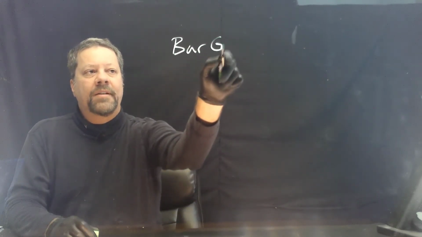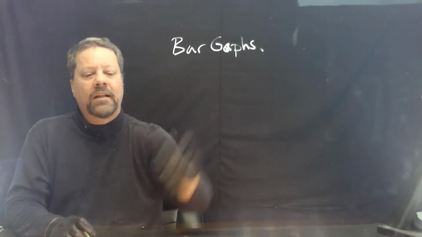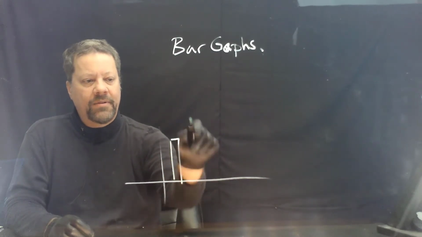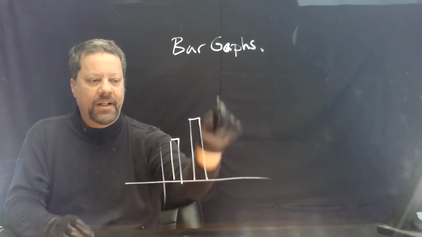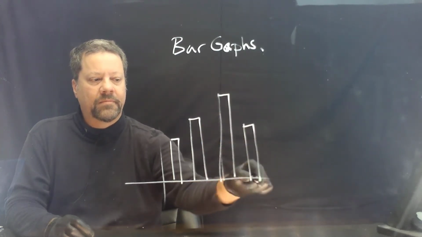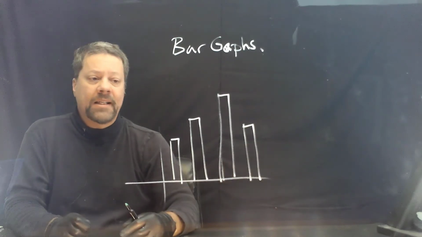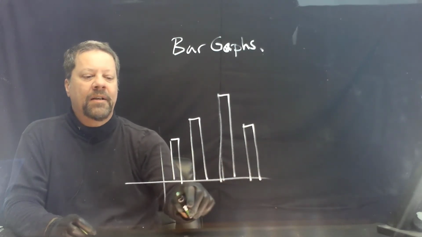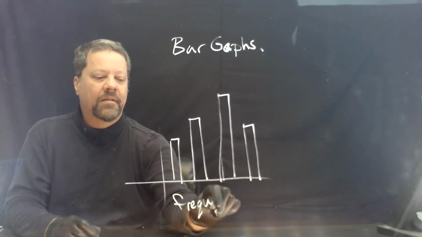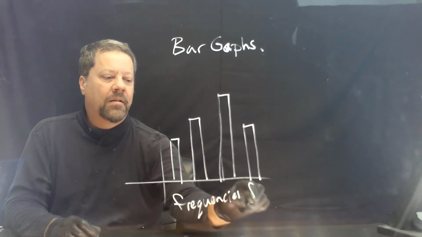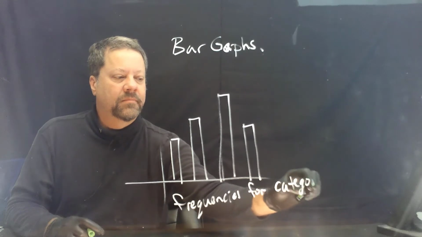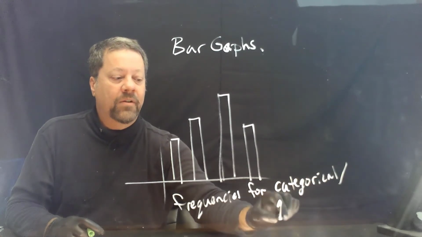Bar graphs are a little more general than histograms. You don't have to have these things touching each other. You just represent the frequencies in this fashion. Here you give frequencies for categorical or even qualitative data.